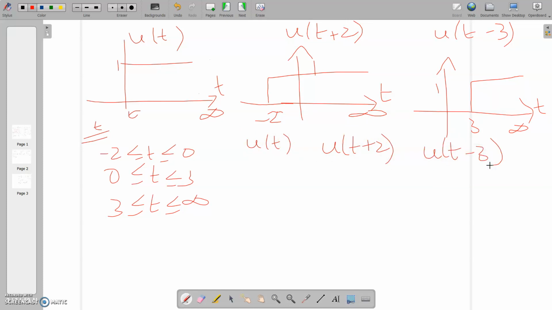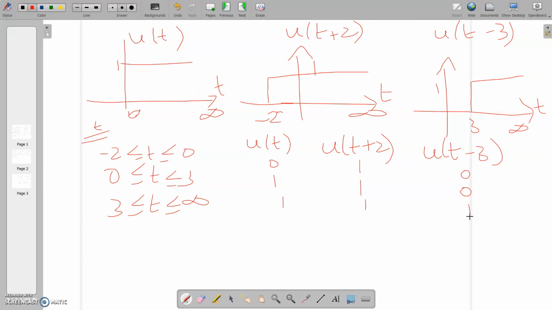So what happens? For u of t, u of t plus 2, and then u of t minus 3. For minus 2 to 0, what is the value for u of t? It is 0. What is the value for u of t plus 2? The value is 1. And for u of t minus 3, the value is 0. For 0 to 3, what is the value for u of t? For 0 to 3, the value is 1, right? And again, here also it is 1. For 0 to 3, for u of t minus 3, no value exists. So, its value is 0. And then for 3 to infinity, in all the signals 3 to infinity exists. So, the value is 1, 1, 1.